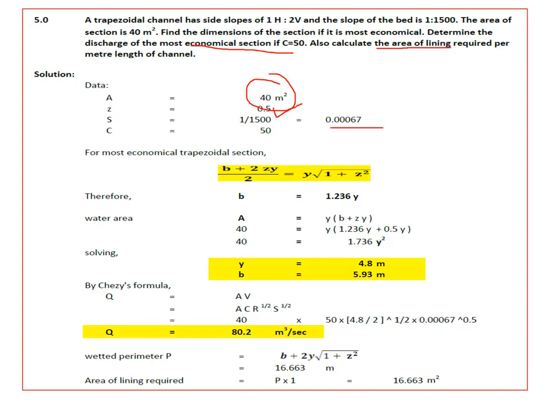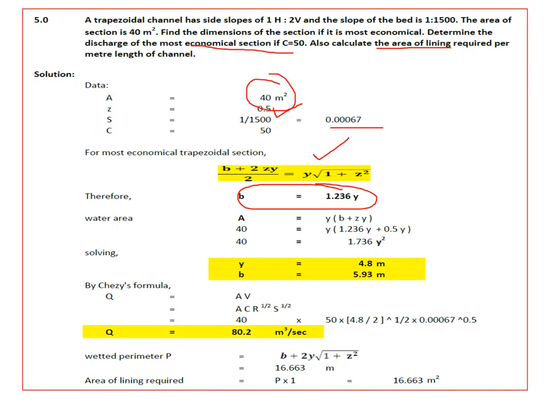So first, as usual, for the most economical trapezoidal section, (b + 2zy)/2 should be equal to y into root of 1 plus z square. That is, half the top width should be equal to the length of the sloping side. Now substitute the value of z as 0.5 and solve it. Multiply by 2 and bring this 2 into 0.5 into y on this side, so you will get b is equal to 1.236y.